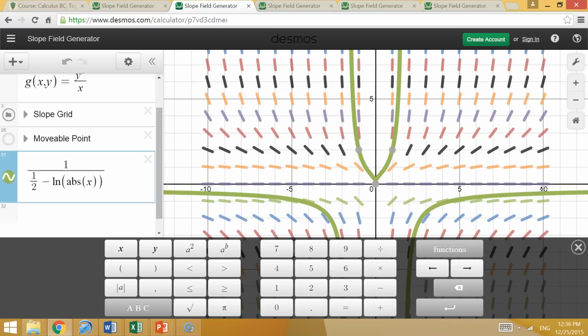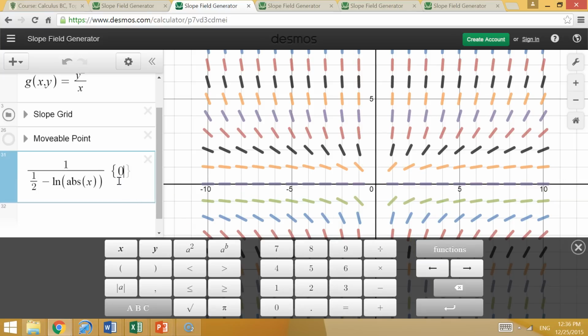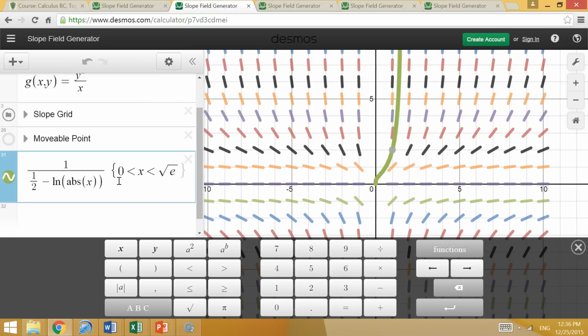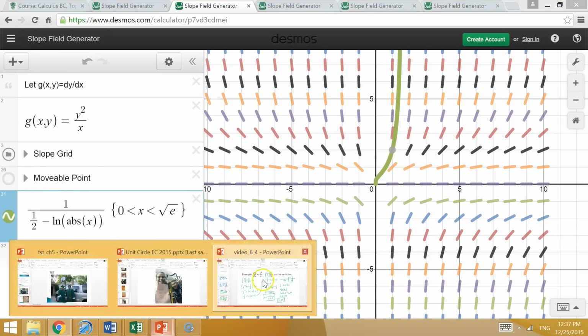So if I only restrict that to being from 0 less than x less than the square root of e, you can see that it gives us that restriction that only focuses on from 0 up to the square root of e. So that would be the graph of our solution, and we see it fits our slope field very nicely. Cool. All right, back to our PowerPoint here.